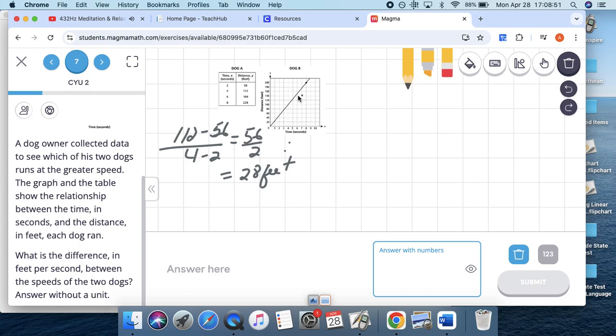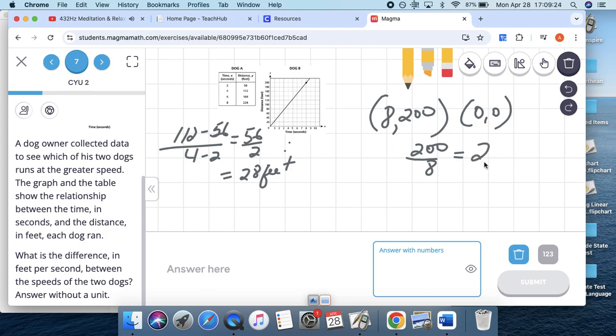And dog B over here, pick 2 points. Well, they give you this point right here, and it says that in 8 seconds he can run 200. But we want to see the rate of change here. It's proportional, right? So you can simply just divide 200 divided by 8, and 200 divided by 8 is 25. What's the difference in feet per second? The difference is 3.